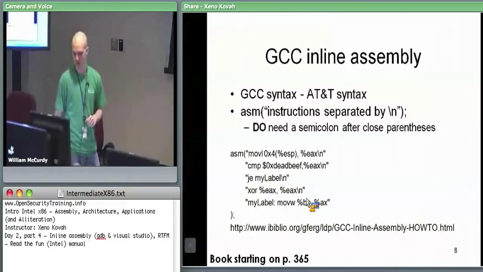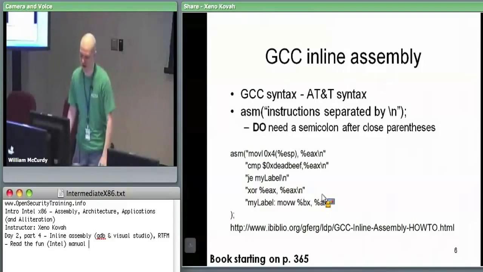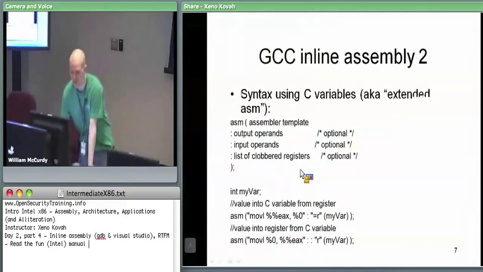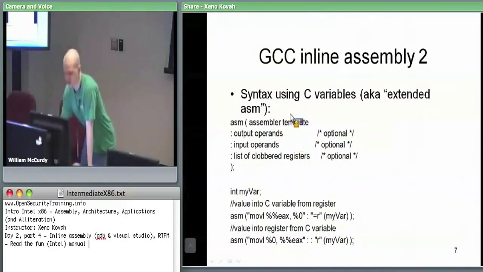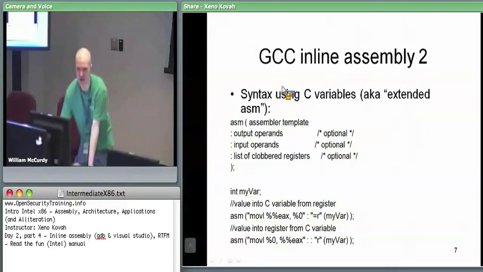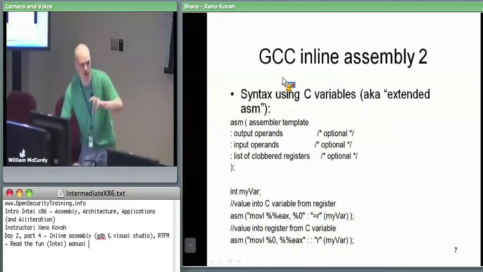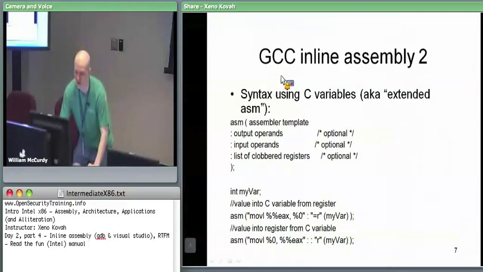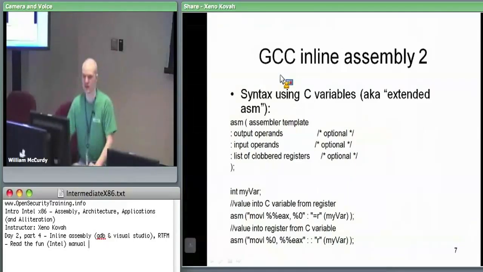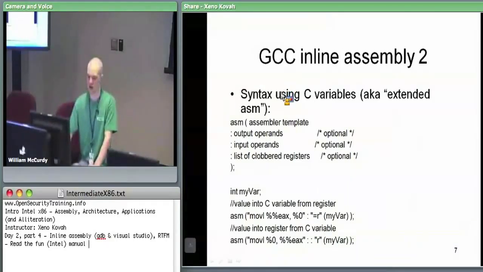All right. Now, this is where it gets a bit nasty. This is called the extended assembly syntax, for if you want to do something like we just saw in Visual Studio, where you put a register into memory, into a C variable. So if we're going into and out of C variables, you're now forced to use this extended ASM syntax. And the syntax here is ASM, parentheses, assembler template.